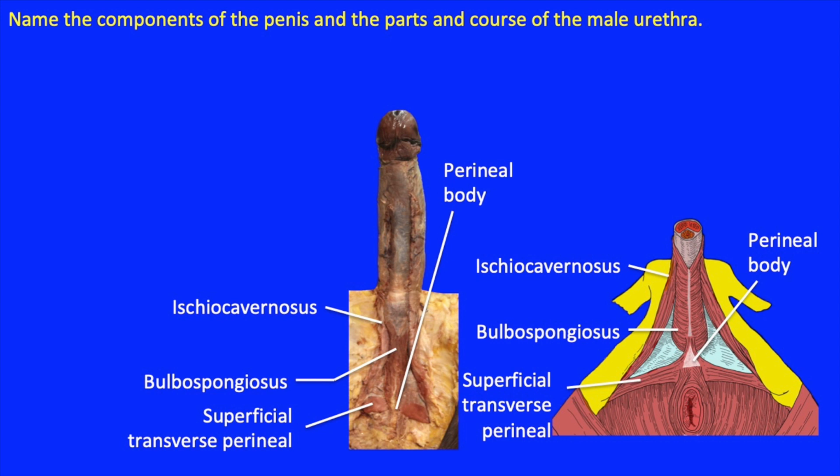In general, these muscles help support the pelvic viscera, help maintain erection, and help to expel urine and semen. They are all innervated by the pudendal nerve. We will discuss this nerve in more detail in just a second.